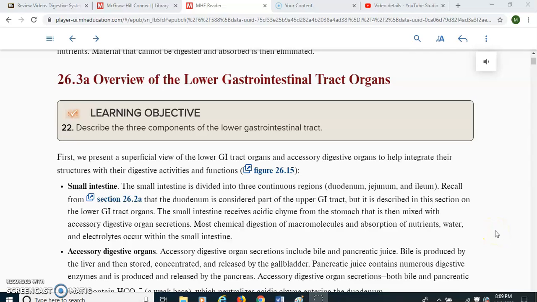All right, A&P2 students, we're moving on. We talked about the structures that are part of the upper gastrointestinal tract. It starts with the oral cavity, pharynx, esophagus, stomach. The first part of the duodenum is still considered upper gastrointestinal tract. But now we're moving into the lower gastrointestinal tract, which will be the small intestines and the large intestines, and we'll talk about the accessory digestive organs too. But first we're going to focus on our small intestines and the information that we need to know about them.